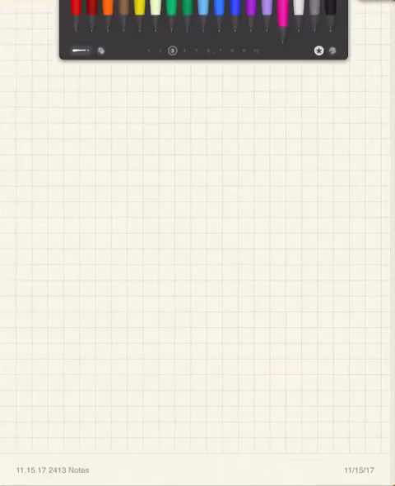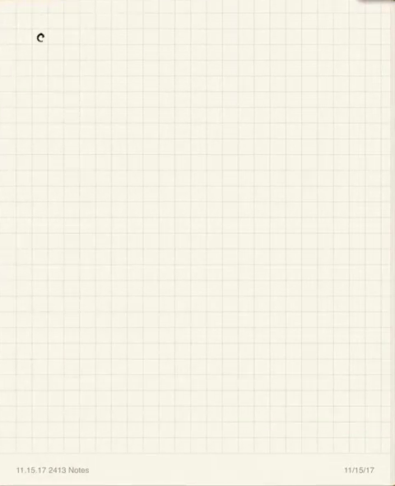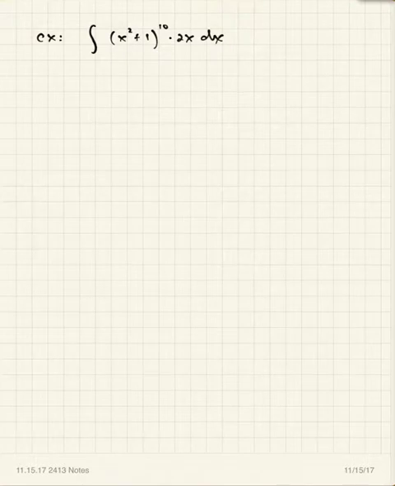And so what we can do is we can look at this problem like this. All right, so let's go back and rewrite the problem. This is the integral of x squared plus 1 to the 10th times 2x dx. And what we saw is that we had a function raised to a power.